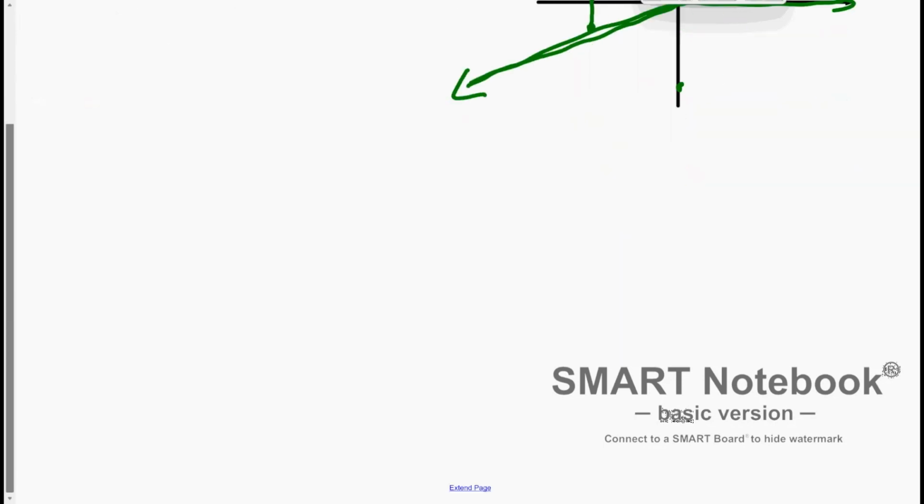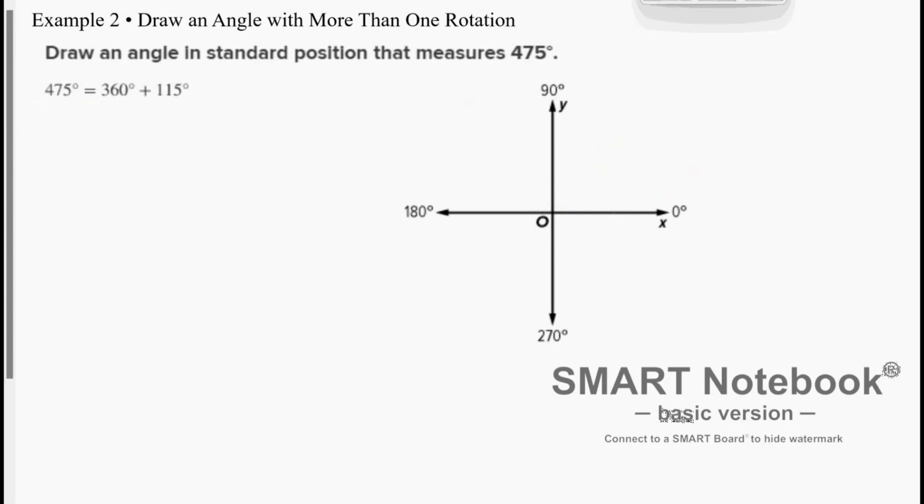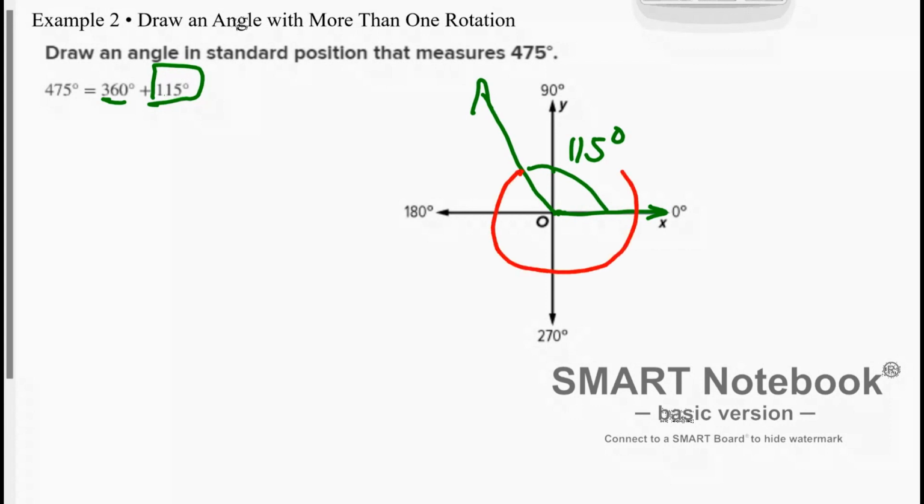Now, example number 2. We'll just go straight into it. We want to draw an angle with more than one rotation. So I want to do 115 degrees. Start at my initial side, open it up 90, and this is 180, so 115 might be somewhere about right there. So there is 115. Now I'm just going to add 360 to that. So I'm going to spin around from here, go 360 degrees, and land in that same spot.